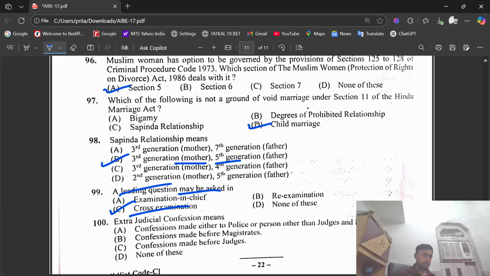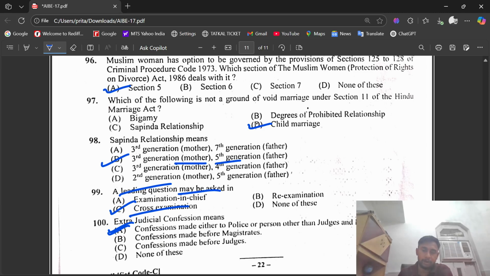Question number 100, that is the last question. Extrajudicial confession means: option A, confessions made either to police or a person other than judges and magistrate. Option B, confession made before magistrate. Option C, confession made before judges. Option D, none of these. The right option is option A, confessions made either to police or a person other than judges and magistrate. So option A is the right option for question number 100.